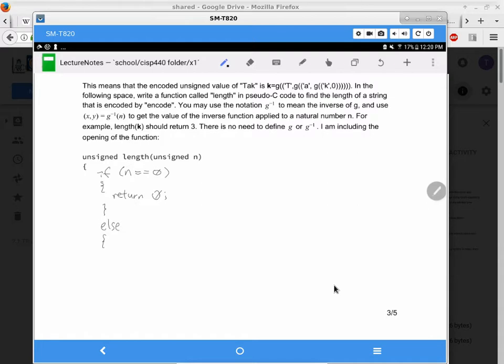Okay, what if n is not 0? Well, since n is unsigned, when n does not equal 0, it has to be greater than 0, right? So when n is greater than 0, that means I can apply G inverse to it. And I gave you this syntax here to basically say when you apply G inverse to a natural number, it'll give you 2 numbers back. To get the 2 numbers back, you basically have to make the left-hand side of the assignment a 2-tuple, and it will just magically put the first item into the 2-tuple and the second item into the 2-tuple.